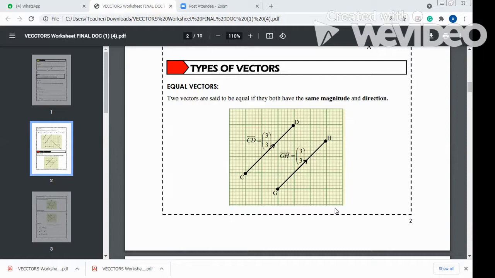And how do you know that they're moving in the same direction? The arrows are both pointing in the what? The same direction. So that's why they're called equal vectors.